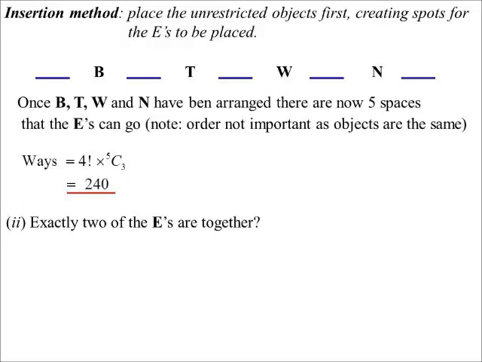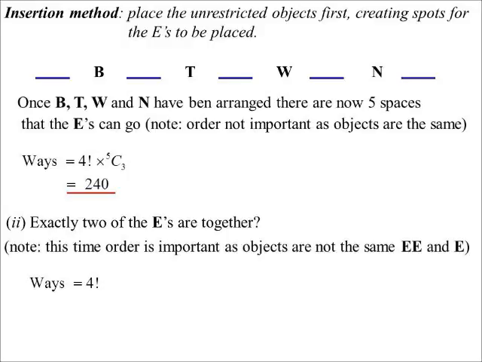Now imagine if we had said exactly 2 of them are together. How I do it, I'd say, okay, I'm going to place the B, the T, the W in. I'll start off the same. But now I think of it as I've got to insert these 2 different letters. One of those letters is a double E, and one of those letters is a single E. But now they're different letters, so I don't go 5C2, I'll go 5P2, because the arrangement now would be different depending on how I place them. So 5P2, there'd be 480 ways of doing it. So that's what we call the insertion method.